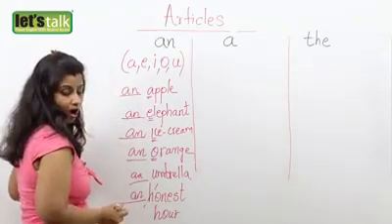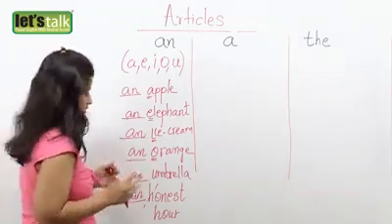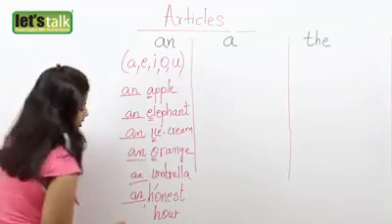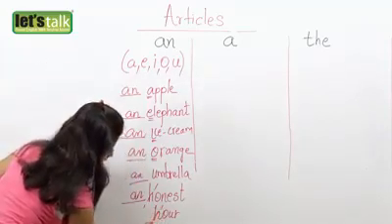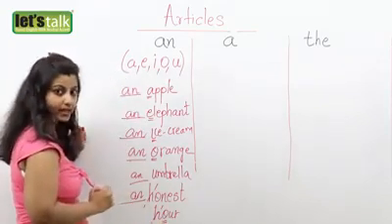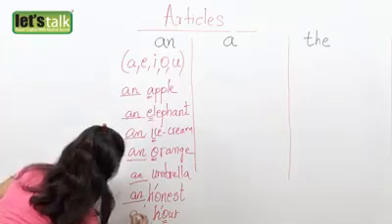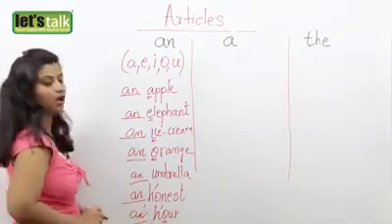There's another word which I need to share with you, and that is hour. Do we say a hour? No, we don't. We say an hour. So why do we say an hour? Because the H is again silent and the first sound is O, which is again a vowel. That is why I am going to say an hour.